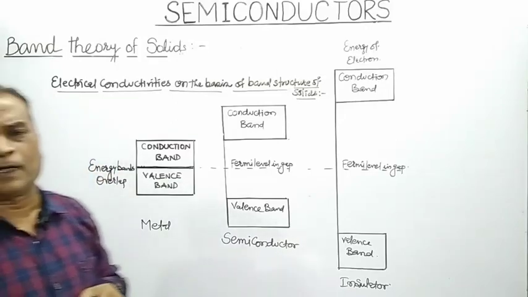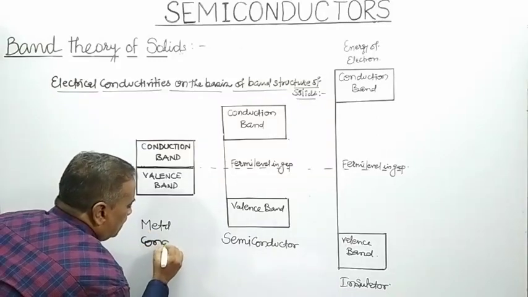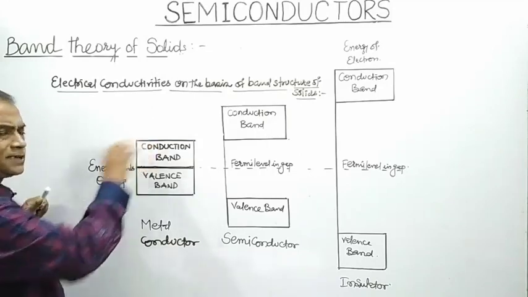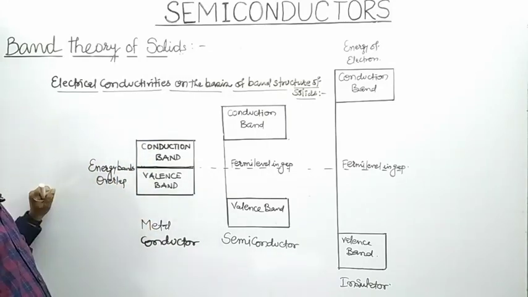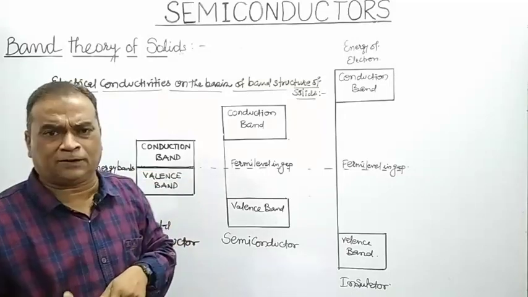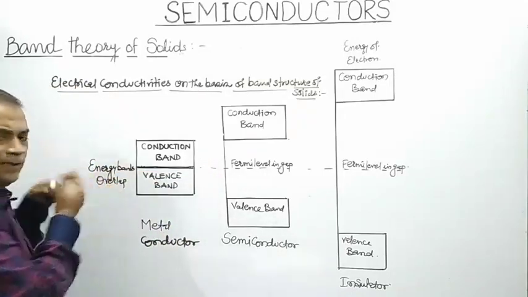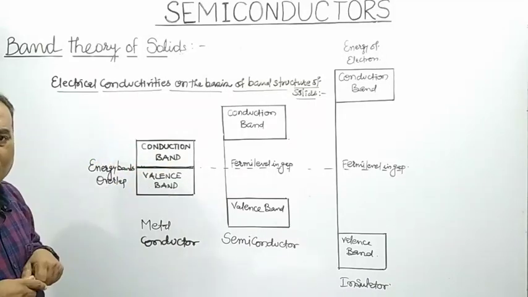Now in case of conductors, all the metals are good conductors of electricity. So the band structure of any conductor will be of this type. As far as all the metals or all the conductors of electricity are concerned, their conduction band and valence band will overlap with each other. There is no energy band gap. The valence band and conduction band will overlap.